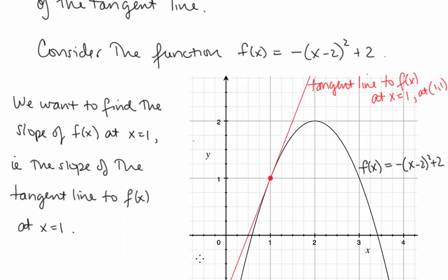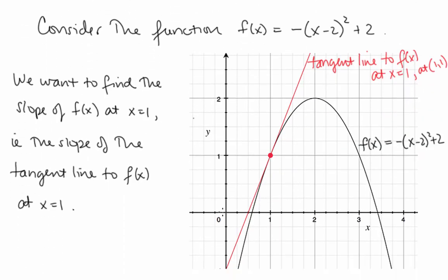So let's consider this parabola. F of x equals negative x minus 2 squared plus 2. And I wrote it in this form so that it's easy for us to think about the graph. So think about your function transformations. We're starting with our basic parabola. We're moving it to the right 2 units. Then we're turning it upside down with this negative sign. And then we're shifting it up 2 units. So this is what our parabola looks like.